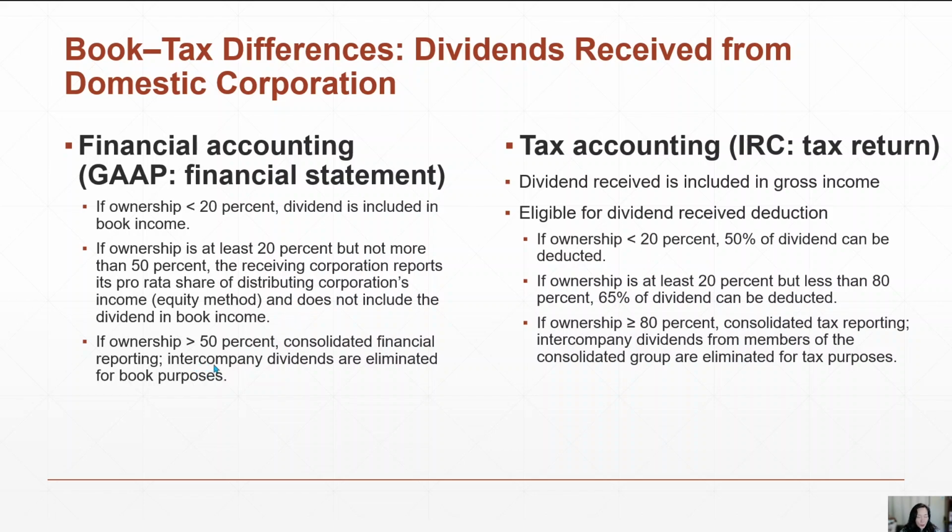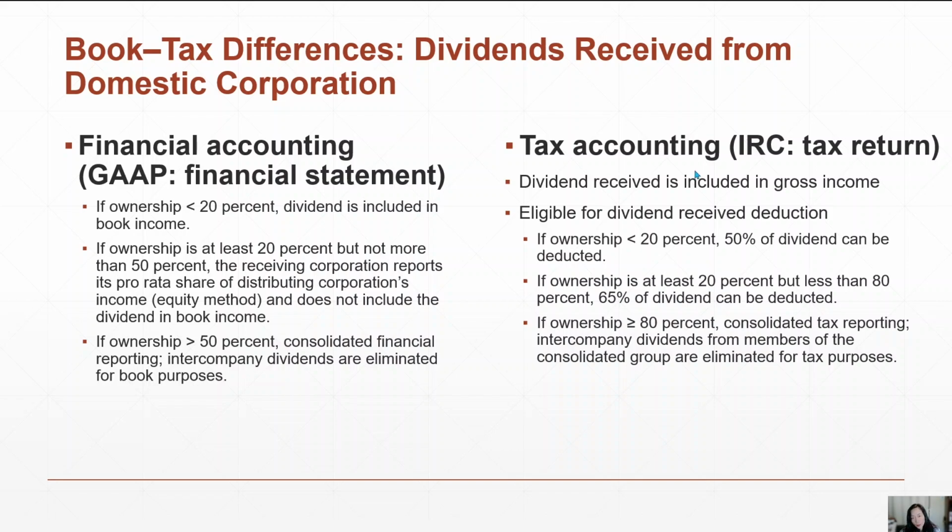But if the ownership is more than 50%, under the GAAP consolidation rules, the intercompany dividends will be eliminated. For tax accounting, however, the dividend received is always included in gross income from an income inclusion perspective. On the other hand, the corporation is also eligible for a dividends received deduction, depending on the ownership percentage. So in a sense, the dividend received from a domestic corporation is definitely not fully included in the income of the corporation that receives the dividends.